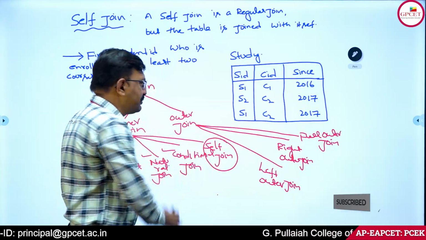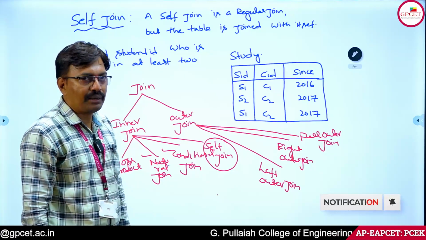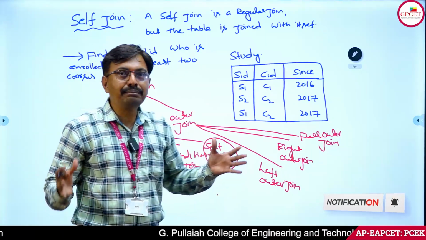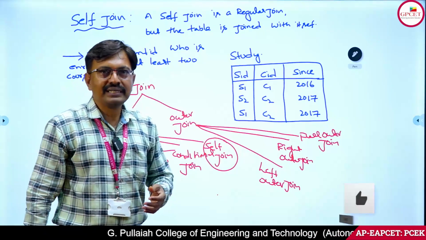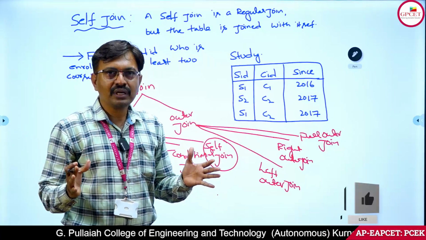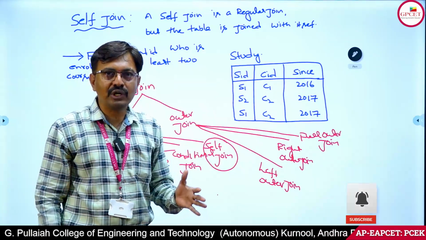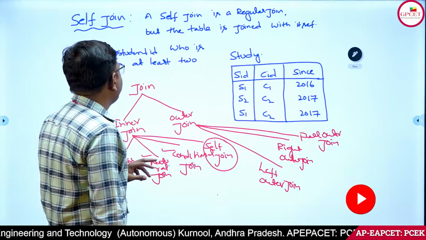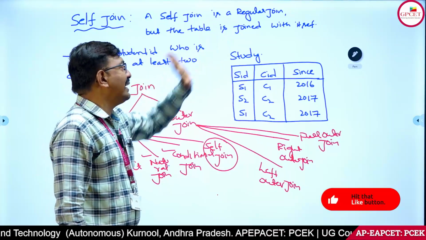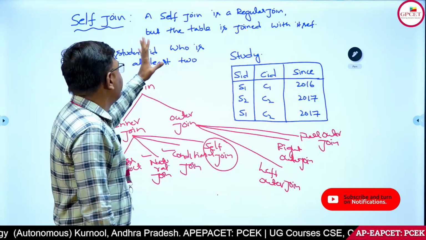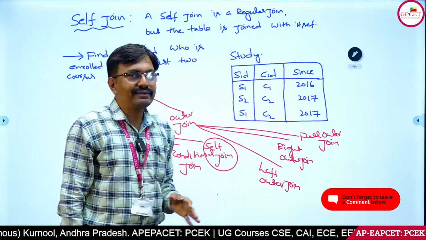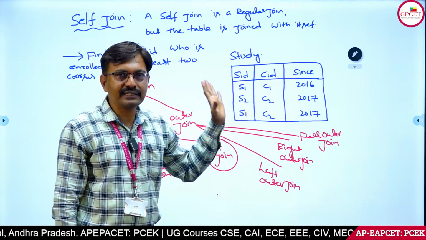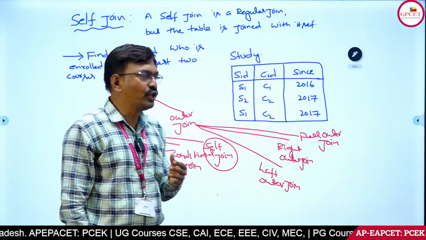What is meant by self join? In this class, we will discuss it. Join is nothing but combining two or more tables, based on common columns and common values. That is the join operation. What is meant by self join? A self join is a regular join, but the table is joined with itself. That is a self join.